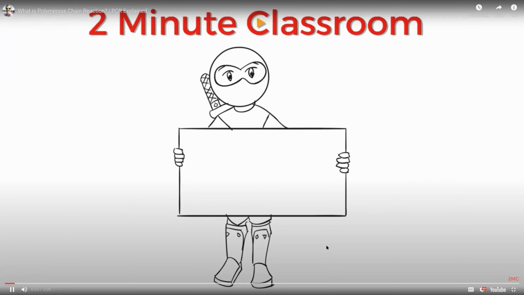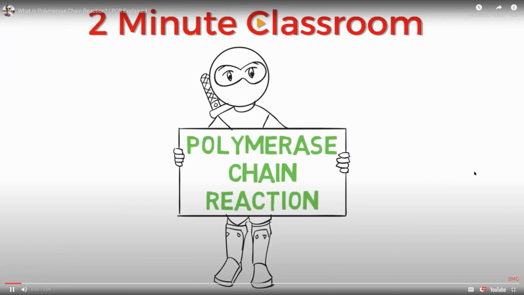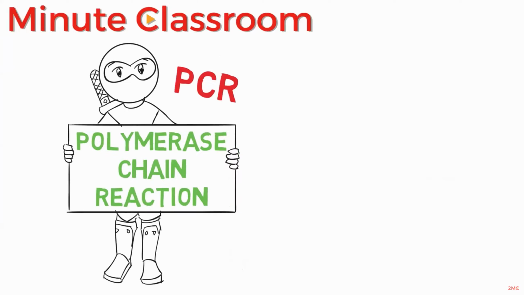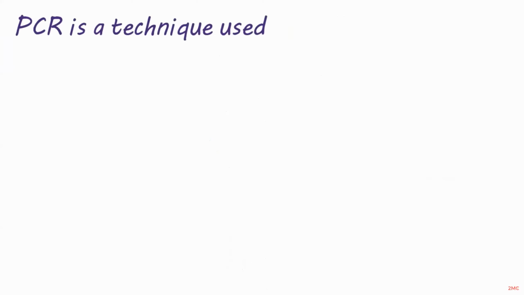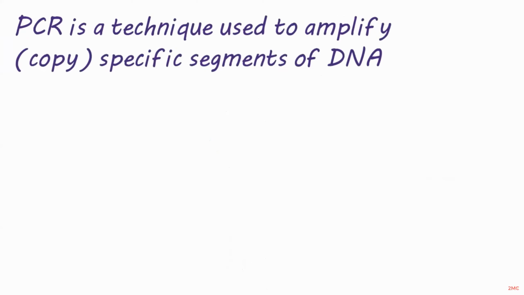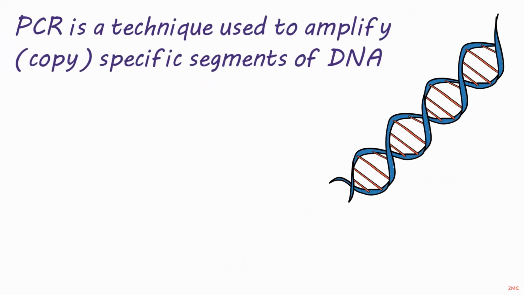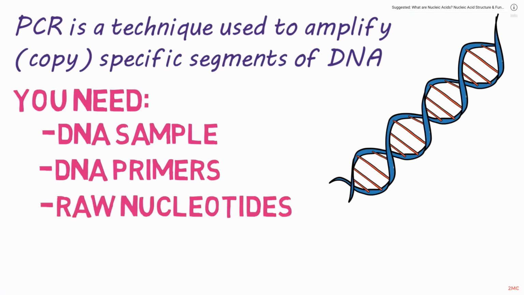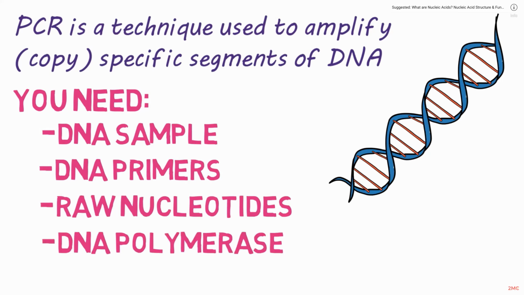Genetics classroom, and today we're talking about polymerase chain reaction, or PCR as it's more commonly known. First, let's talk about what PCR is and how it works, and then I'll give some examples of what PCR is used for. PCR is a technique used to amplify or copy small specific segments of DNA. For PCR to be successful, you need the DNA sample you want copied, DNA primers to identify the specific sequence of DNA you want to amplify, lots of raw nucleotides to form the DNA copies, and a heat-resistant DNA polymerase to make the new copies.